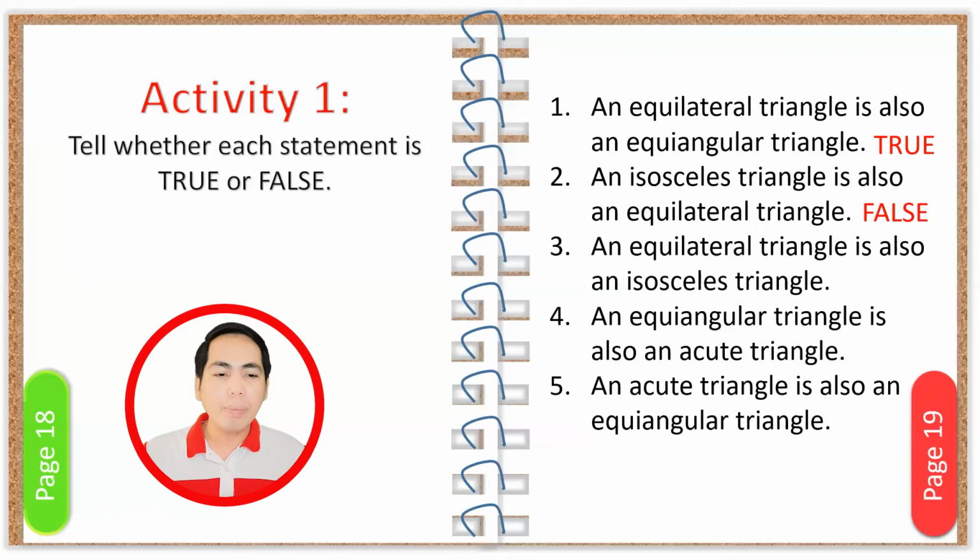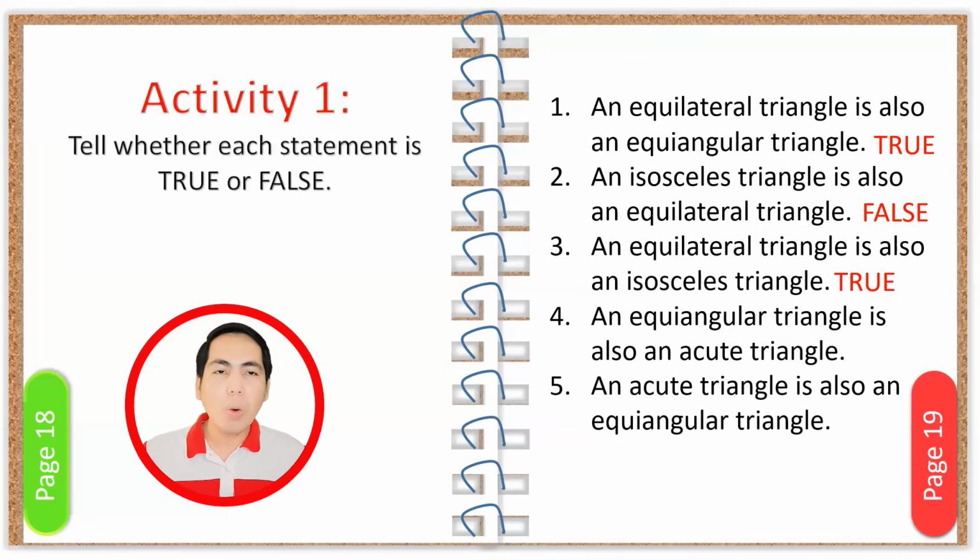Number 3, an equilateral triangle is also an isosceles triangle. We say that an equilateral triangle is a triangle in which all the three sides are equal in length, while in an isosceles triangle, there are only two sides that are equal in length. So automatically, we can say that all equilateral triangles are also isosceles triangles. So this is true.